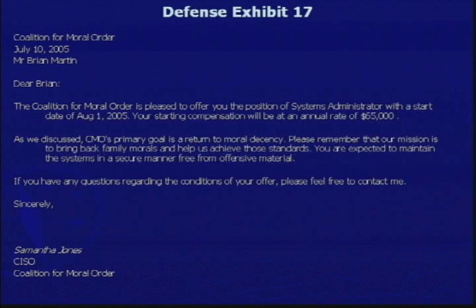Let's back up actually. Did you instruct the defendant to monitor the traffic at the conference using his moral decency sniffer filter combo? One of the aspects of Brian Martin that I've always appreciated is that he does not need explicit instructions. He is very proactive in his work and very conscientious. Were you aware that he was doing this at the time? Not explicitly at the time.